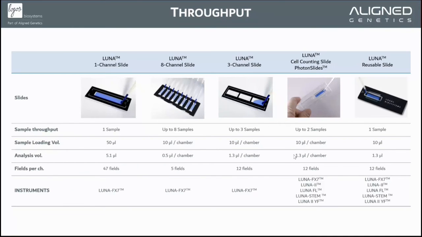Another feature which was demanded by a number of our customers is the throughput. Most of the counters count one sample at a time, which is the case for most of our cell counters. But now we propose new slides which are compatible with the Luna FX7, which allow you to go to 8 samples at a time. But you can see for 8 channel slides here, we still count a reasonable volume per chamber. Remember, field of view is important to have relevant results. So even with the throughput channel slides, we can bring out the relevant results as well.